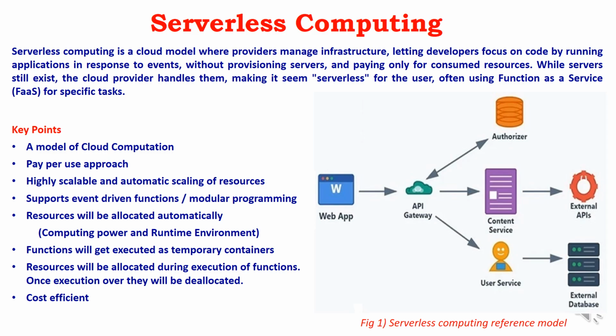Functions will get executed as temporary containers. Resources will be allocated during execution of functions. Once the function execution is over, the resources will be deallocated. It is a cost efficient model. The figure shows the serverless computing reference model. User applications will have many functions. Every function may perform some event, so they are said to be event driven functions. These events will be executed using an API gateway. Functions are executed as containers.